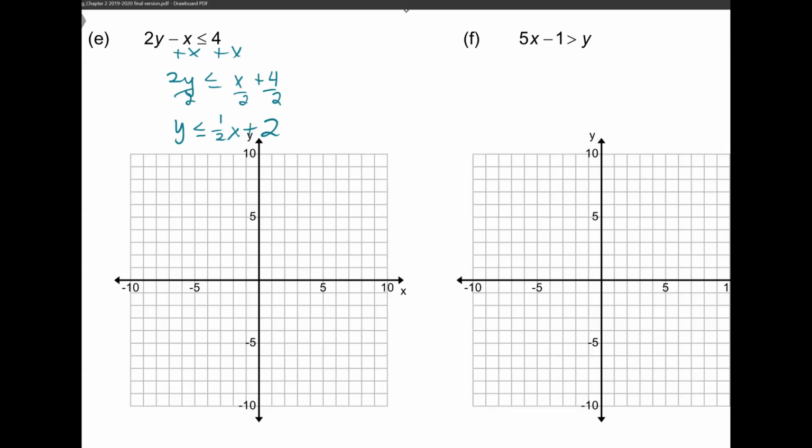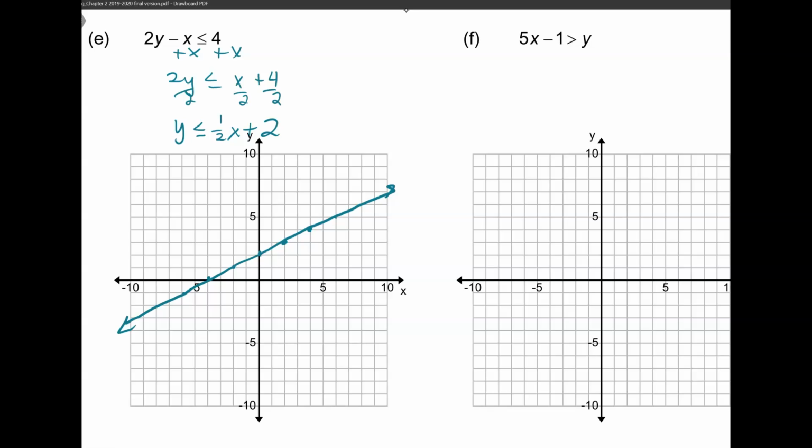So solid or dotted line? Solid. Okay, so if I just graph the line y equals 1/2 x plus 2, that's literally my boundary. My y-intercept is 2, draw a dot at 2. My slope is 1/2, so rise of 1, run of 2. And it's going to be a solid line. Just put a couple dots to make it easier. Because it's an or equal to, it has to be a solid line.